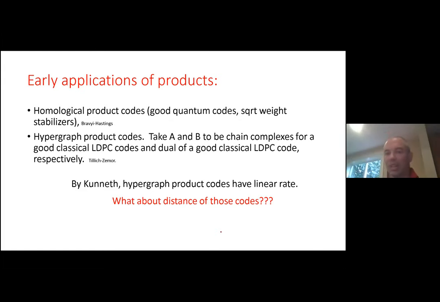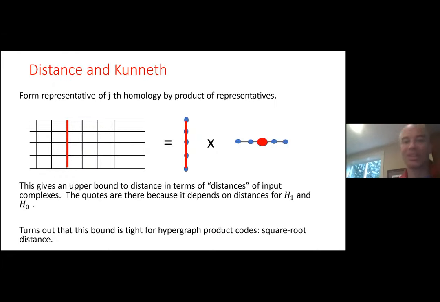So even without doing a calculation, you can deduce that the rate of this thing stays linear. So these are nice. These are codes that have linear rate. This is the only construction of linear rate quantum codes with distance square root n known. What about the distance? Well, I gave it away. The hypergraph product codes have square root distance. Let's get into this a bit more.